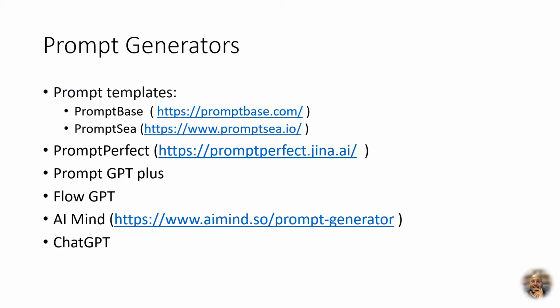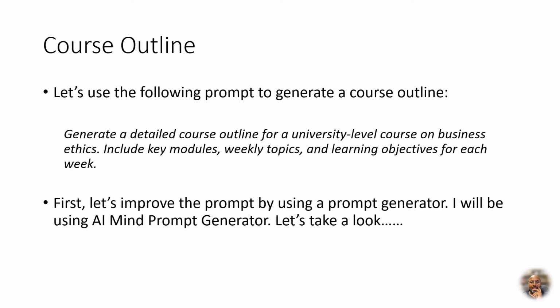So here, for example, let's use the following prompt to generate a course outline. This is what I have generated: a detailed course outline for a university course on business ethics, including key modules. This is my prompt, my original one based on my humble English. But before I put it on ChatGPT, I'm going to go ahead and make it better. So I'm going to use the AI Mind prompt generator. So let me switch.